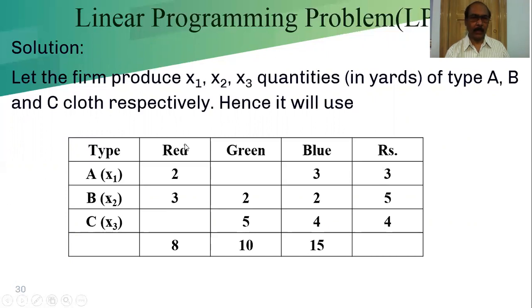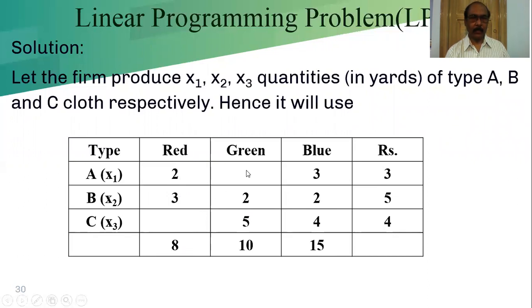So from that we can formulate this way: 2x1, 3x2. There is no requirement of red for type C. So 2x1 plus 3x2 is less than or equal to 8, because our stock is 8. We cannot use more than that. So 2x1 plus 3x2 ≤ 8.